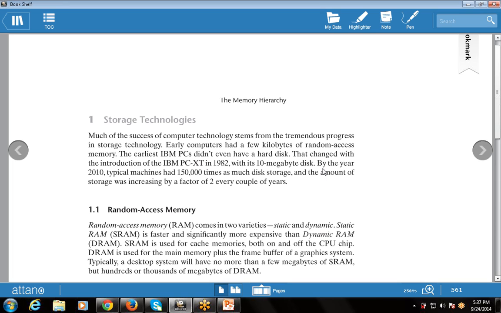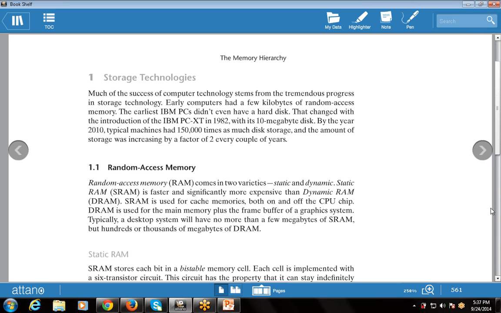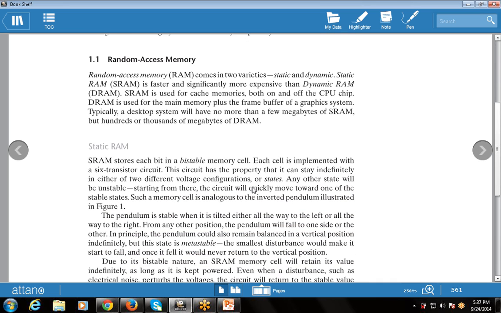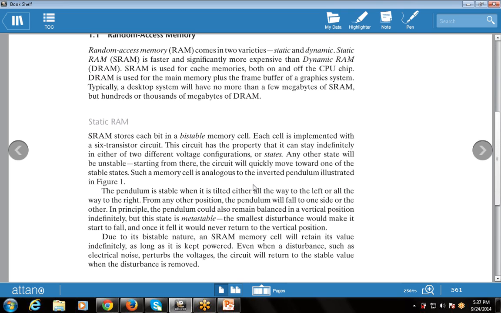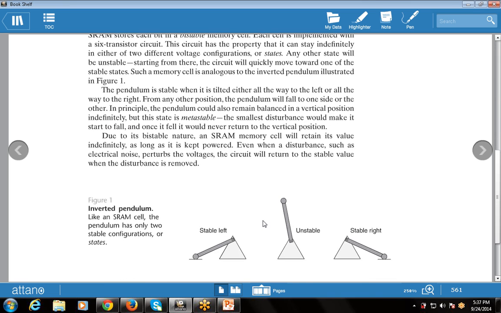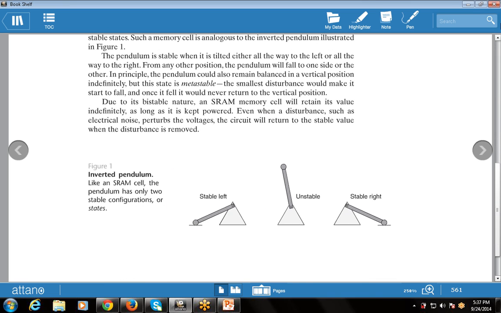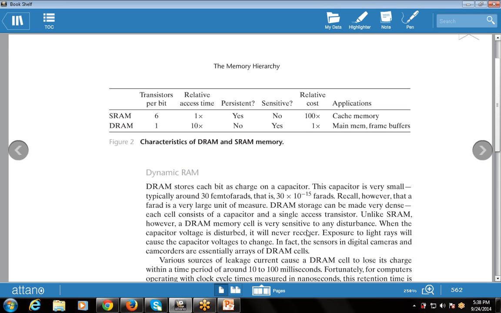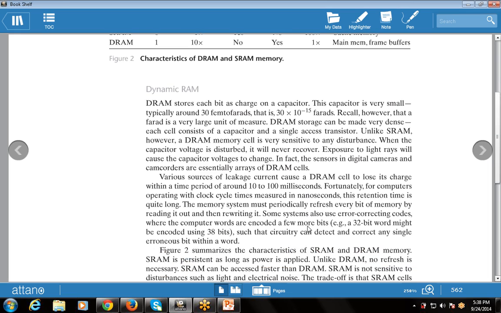Early computers had a few kilobytes of memory. The earliest PCs did not have a hard disk. There are multiple storage technologies like RAM, that is random access memory, which is of two varieties, static and dynamic. This is static RAM, which stores the bit in a bistable memory cell. This is the inverted pendulum. Then dynamic RAM.